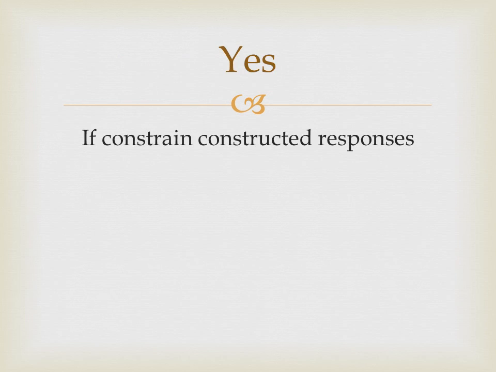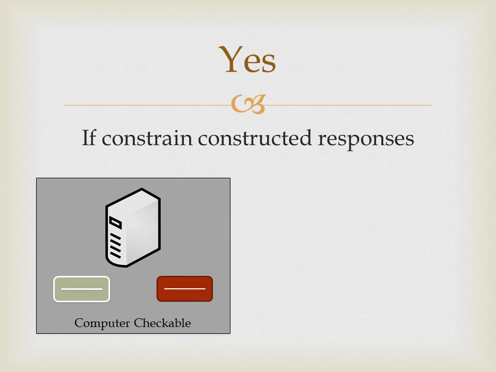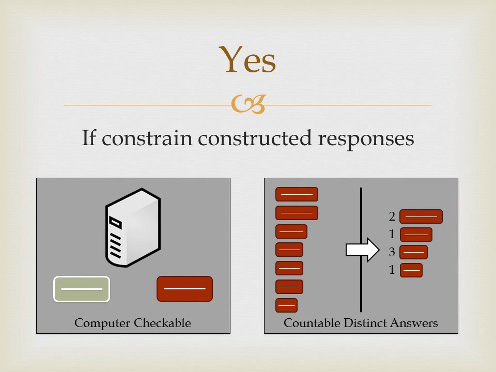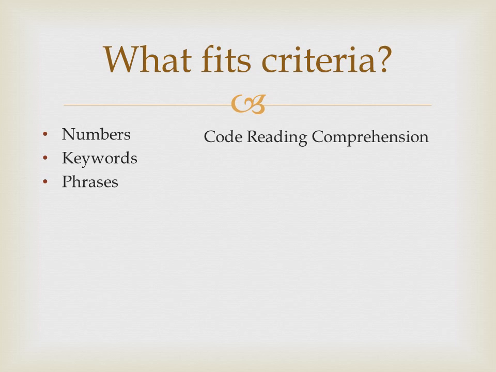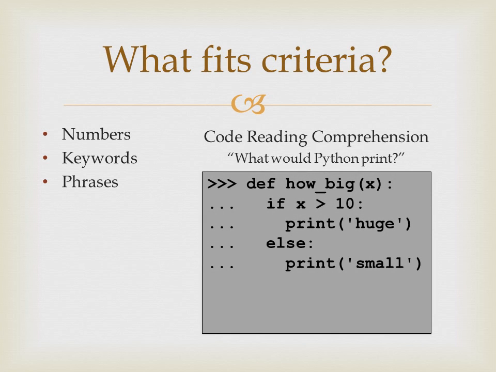We found this is possible if we constrain the problem, where the answers for the constructed response assessments can be checked by a computer and the answers can be distinctly counted. So what kind of constructed responses fit this criteria? Numbers, keywords, phrases, and for our data set specifically, code reading comprehension questions, mainly of the flavor, what would Python print? Here is a canonical example where the student gets some code and is then asked what would the Python interpreter print out when all the code is executed.